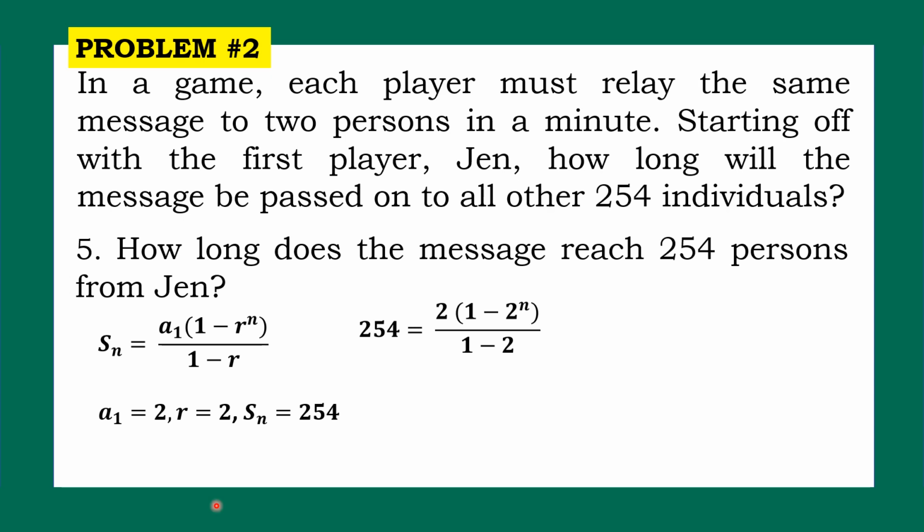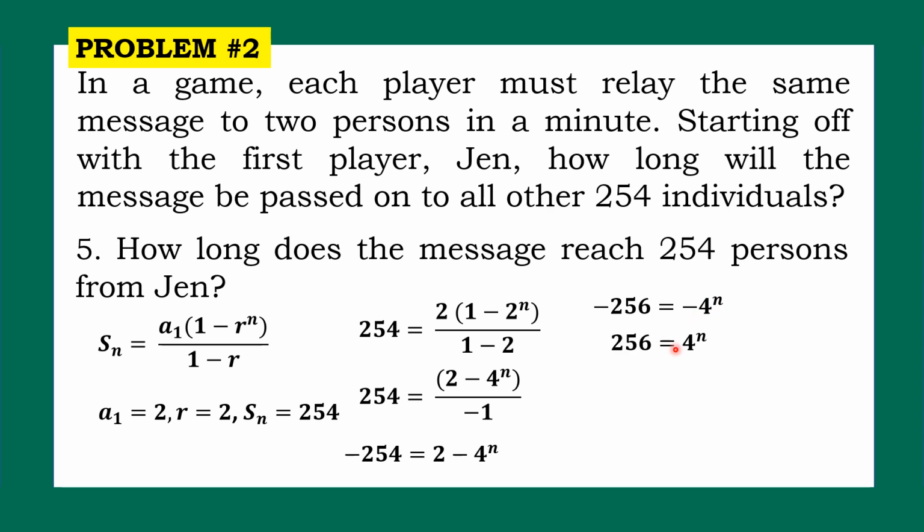And then we distribute 2, 2 times 1, and 2 times negative 2 raised to n, and also we simplify 1 minus 2, and that will give us 2 minus 4 raised to n all over negative 1. And then we cross multiply, so we have negative 254 equals 2 minus 4 raised to n. And then we transfer 2 to the left side of the equation, and that will give us negative 256 equals negative 4 raised to n. And then we're going to divide both sides by negative 1. So it will give us positive 256 equals 4 raised to n.